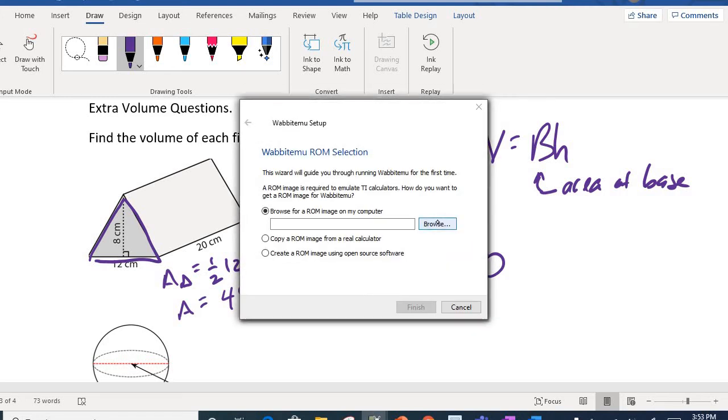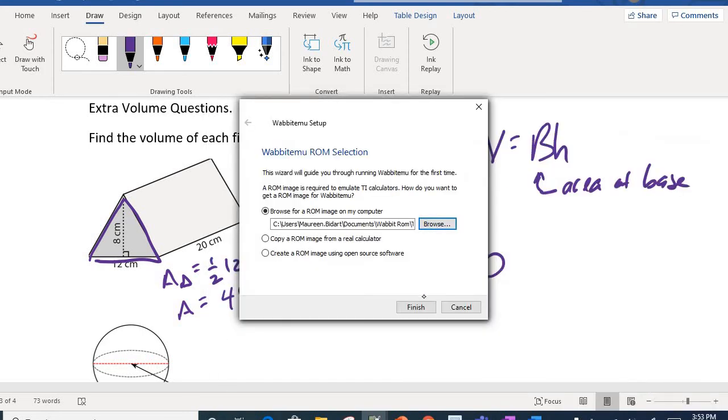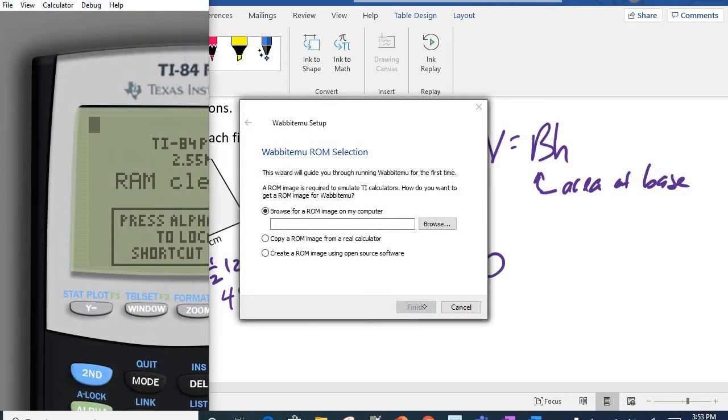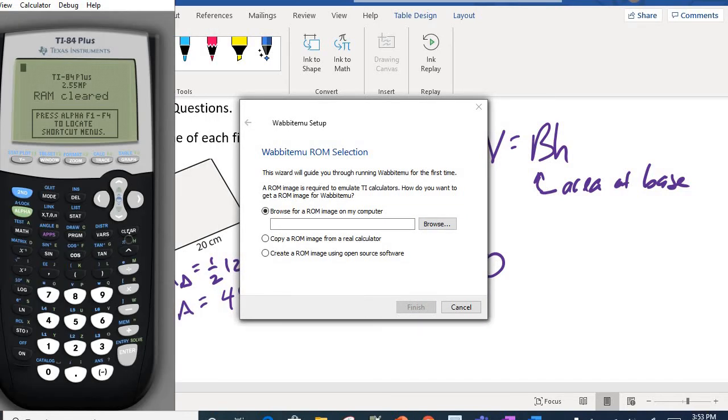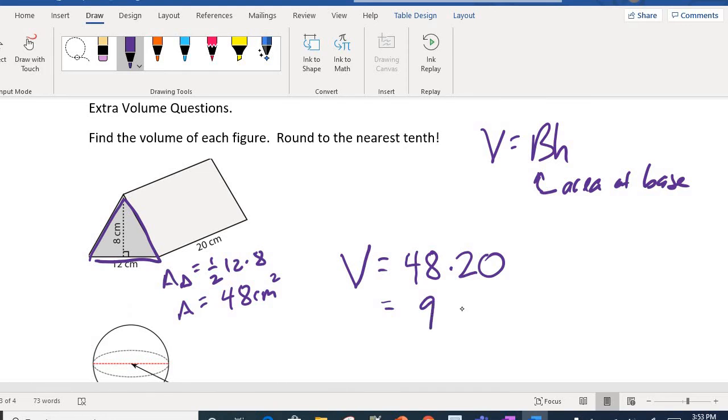Let me open my calculator here. All right, so we'll do our 48 times 20, and we're looking at 960. So 960, and that's a volume now, so that's going to be centimeters cubed.